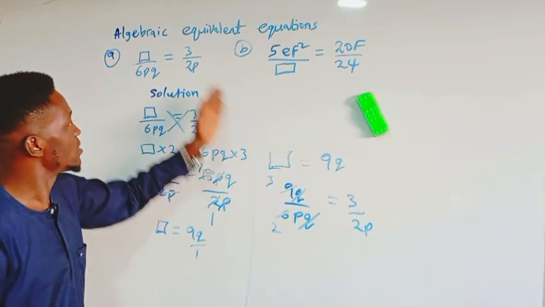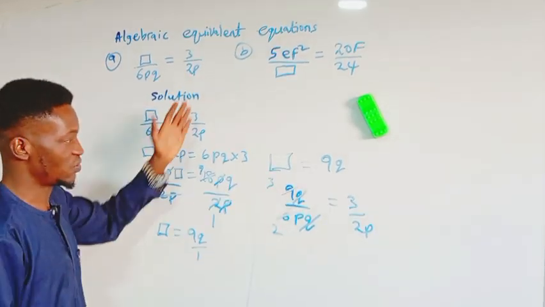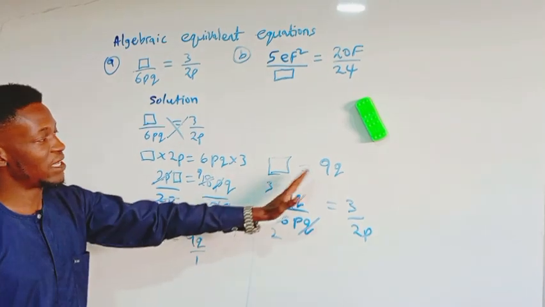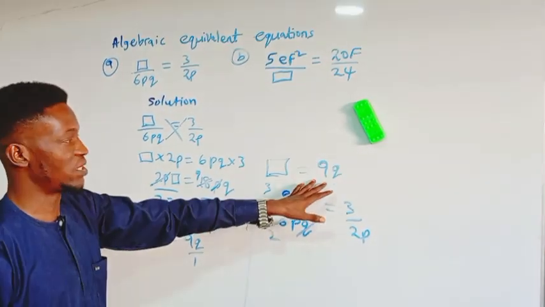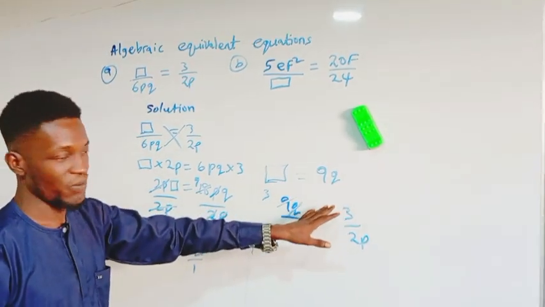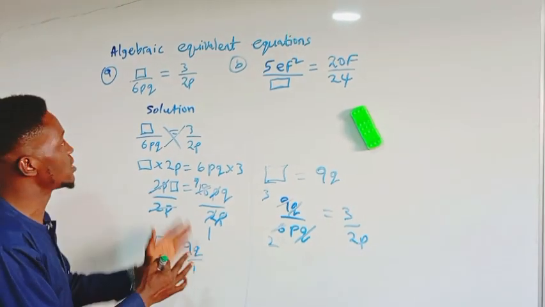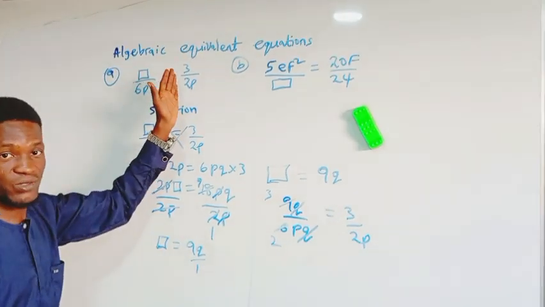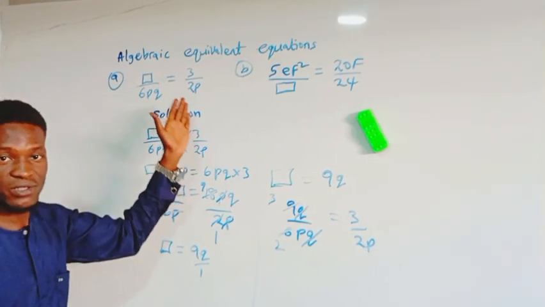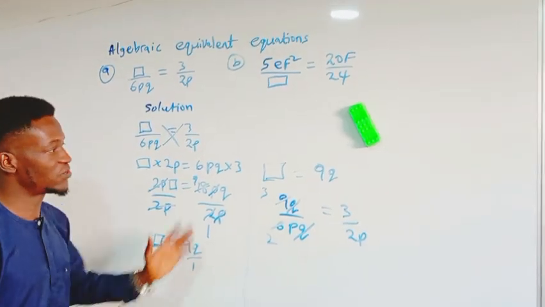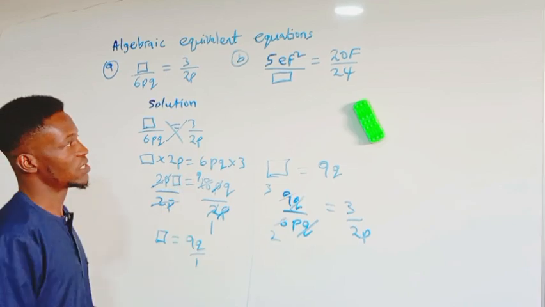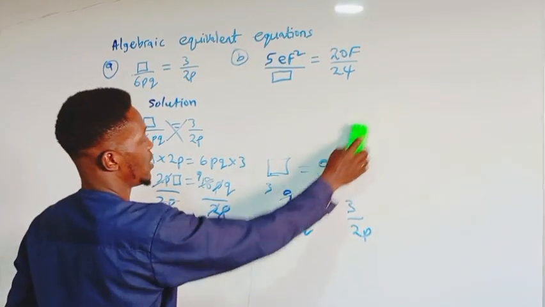You look at it, the value remains the same. So that shows that our answer is correct. Our answer is 9q. So when I substitute it, I arrive at the value on the right hand side. So this value is very correct. Let's dive into the second question.